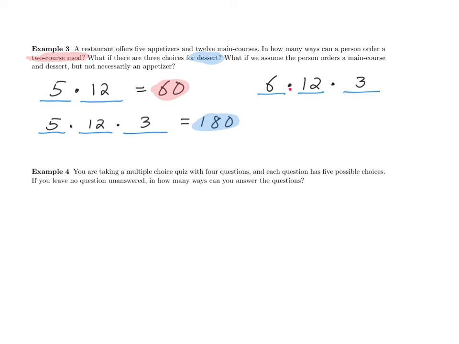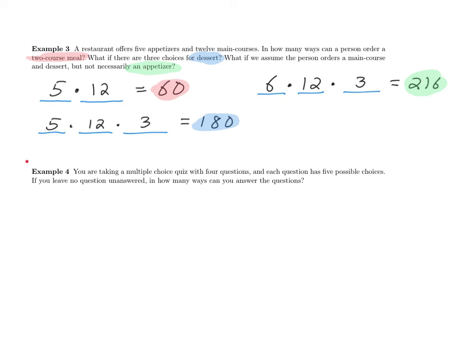Now, if I take the product of those 3, 6 times 12 is 72, and 72 times 3 is 216. So I'll highlight the fact that, okay, for this last question, where they don't necessarily get an appetizer, 216 possible things could happen when they go out to eat their meal.